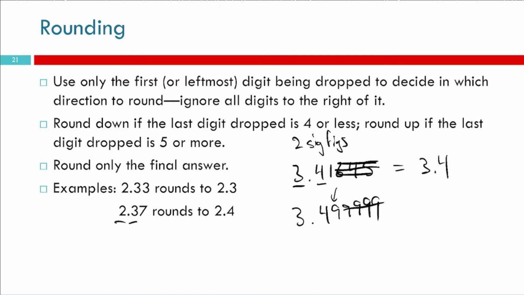Or maybe in another situation where it might be a little bit less clear, if it was 3.44999, right? Because if you rounded this 9 up, then that would make this 5, and then you would round that up. But again, with two sig figs, we don't care about these. Cool?